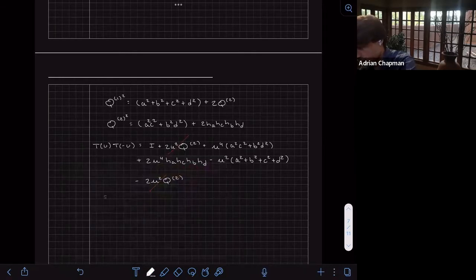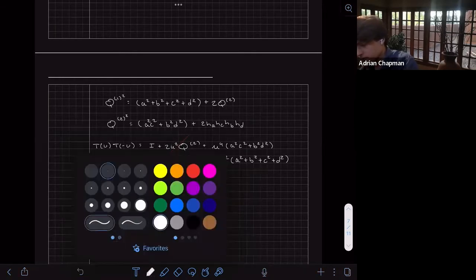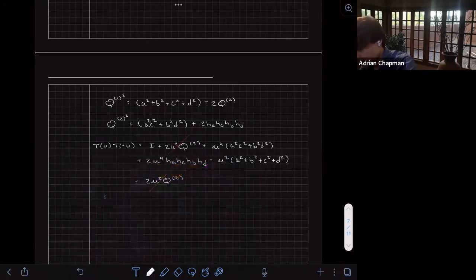And what we are left with, up to an identity, is I minus u squared times the sum of all the coefficients squared, plus u to the fourth times (a squared c squared plus b squared d squared), plus 2u to the fourth HA HC HB HD.